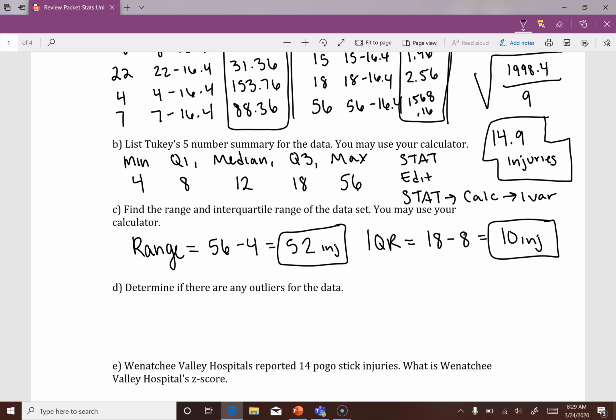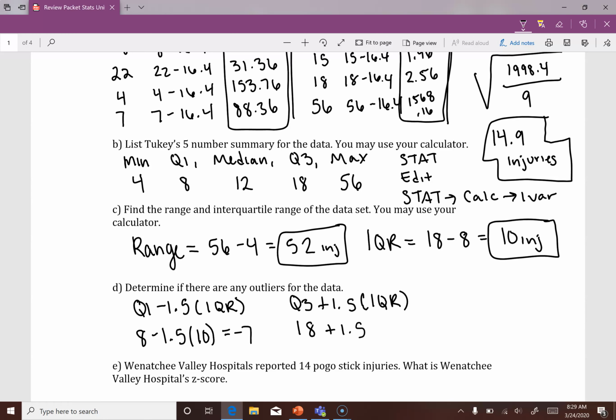Okay. Next step is to determine if there are any outliers for the data. To do that, we use our formula Q1 minus 1.5 IQR. That gives us our low value. And then we also have to do Q3 plus 1.5 times the IQR. All right, so just plugging straight into that, I get 8 minus 1.5. We found the IQR above to be 10. That leaves us with -7. Then over here, Q3 is 18 plus 1.5 times my IQR of 10, and that leaves me with 33.